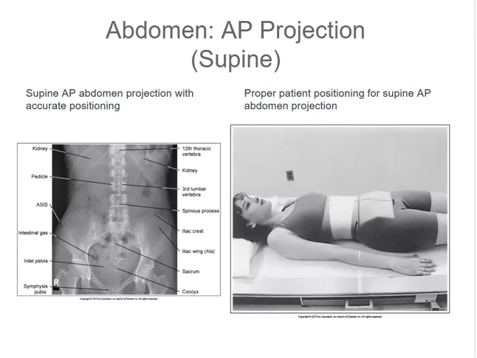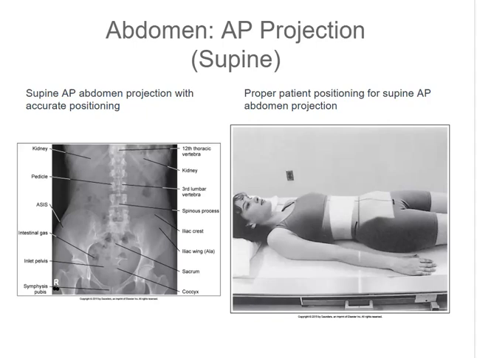Image analysis guidelines for the supine AP abdomen projection state that the spinous processes should be aligned with the midline of the vertebral column with the pedicles at equal distances from them. Our iliac wings should be symmetric. The sacrum should be centered within the inlet of the pelvis and aligned with the pubic symphysis. The long axis of the vertebral column should be centered on the projection.